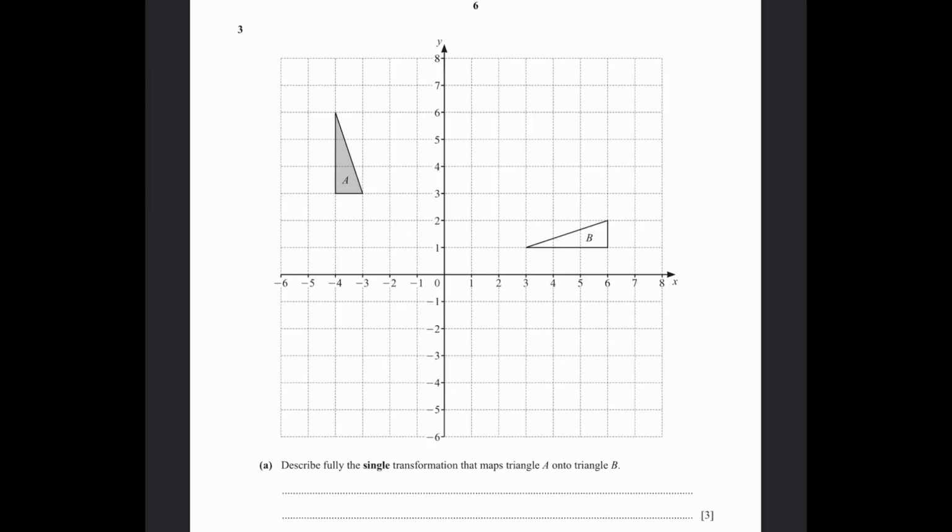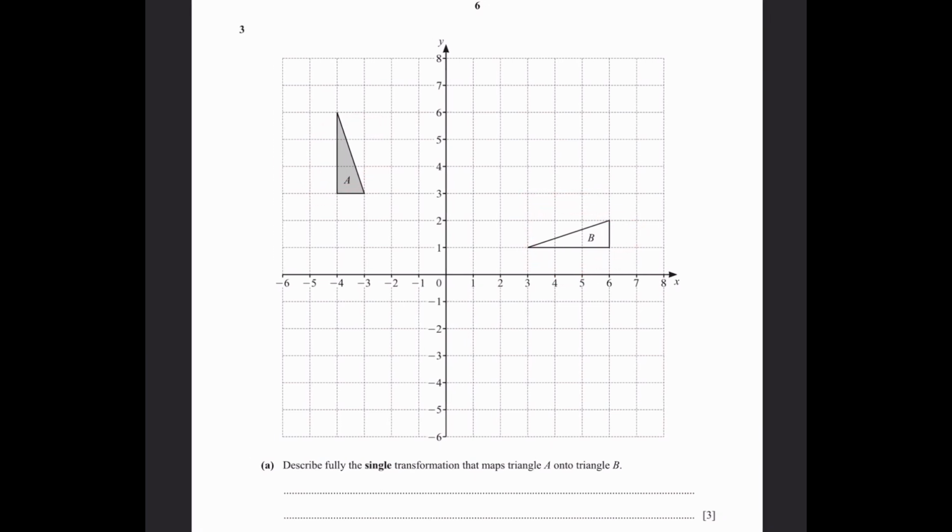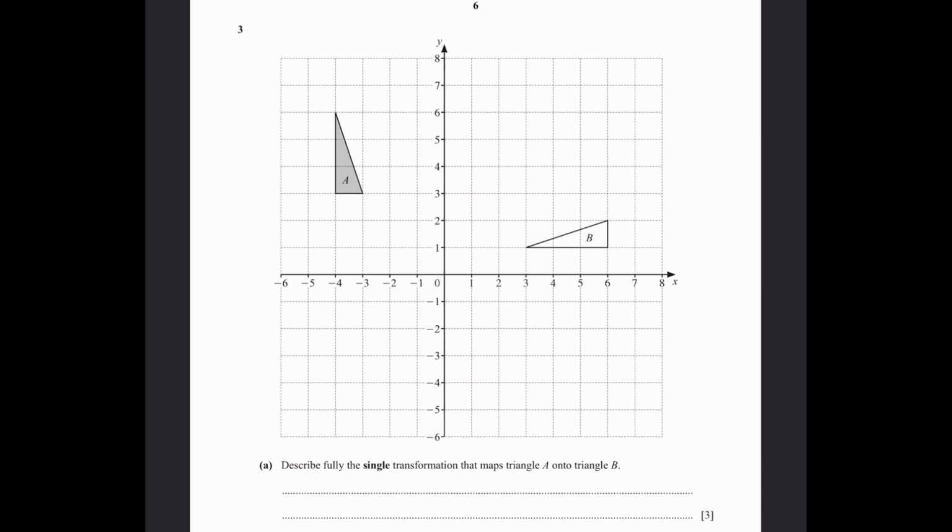Question 3. A. Describe fully the single transformation that maps triangle A onto triangle B. We can see that triangle A and B are the same shape, just with different orientations. So of course, this is a rotation. Now, what are the two main things we need to keep in mind when we have a rotation? One is the angle of rotation.